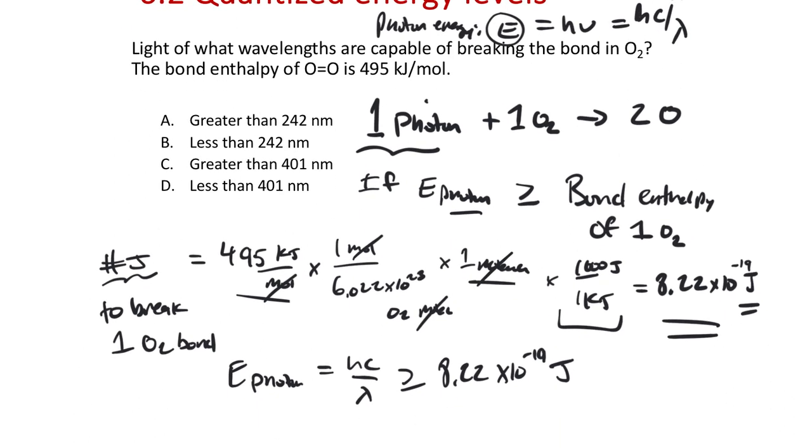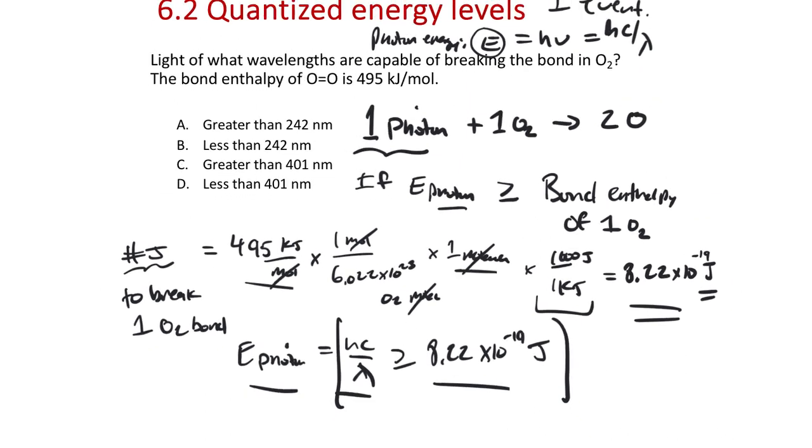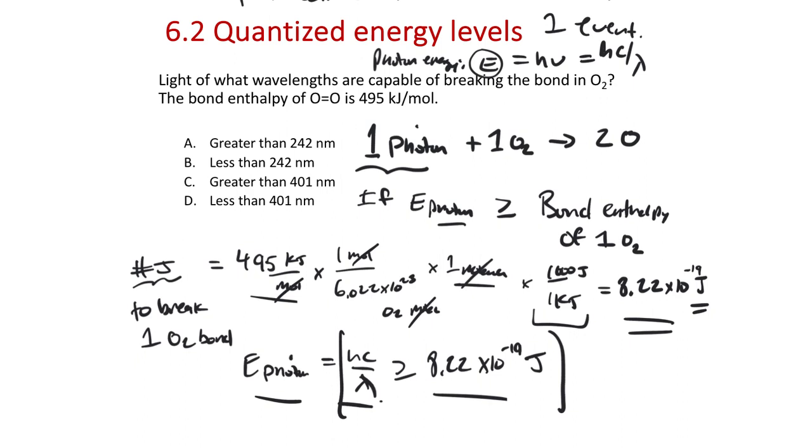And so we want our photon energy, where our photon energy, again, is hc divided by lambda, to be greater than or equal to 8.22 times 10 to the minus 19 joules. This is the last step of the problem that we need to solve to get the wavelength associated with breaking the bond in O2. So when we solve for lambda, if I cross multiply lambda in this equation, then we end up with lambda should be less than or equal to, since we multiply it over to the other side, hc divided by 8.22 times 10 to the minus 19 joules.